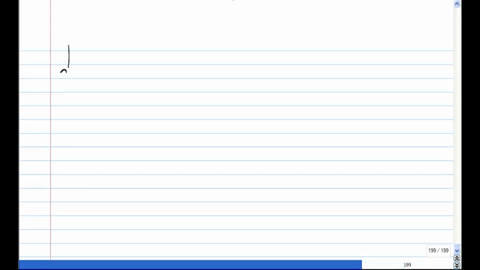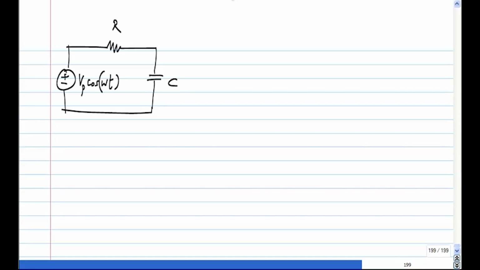Now, yet another interesting input. We will see later why it is interesting. A sinusoid. And actually, I could have an arbitrary phase shift here: Vp cos(omega t plus phi). Then again, I find Vc, but of course, I could find any other variable in the circuit also.